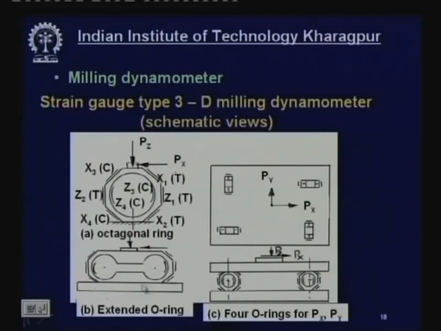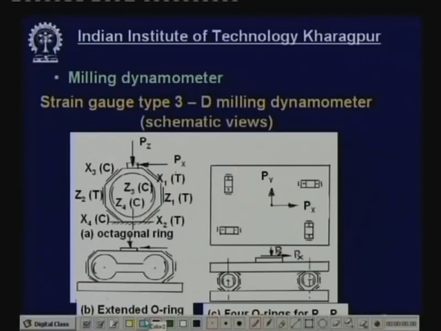All right. Now here, what is an octagonal ring? This is the octagonal ring, or what is called an O-ring. If the O-ring is fixed over here and you apply a force Pz, then the stress will develop here and here. Outside tension, inside compression.